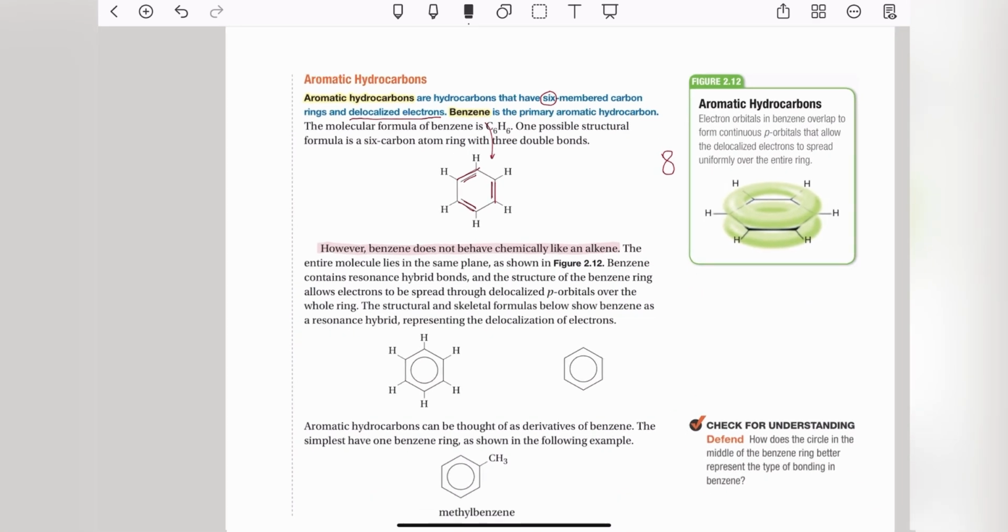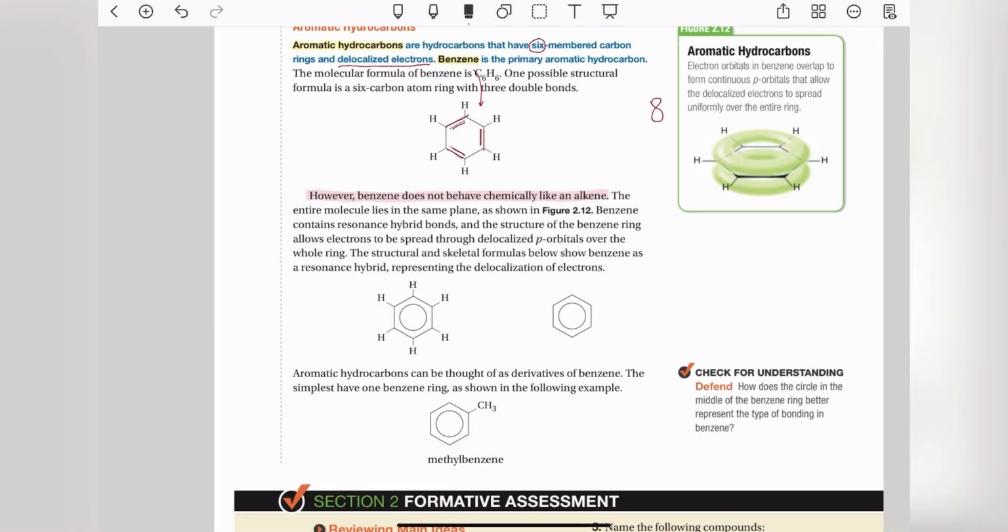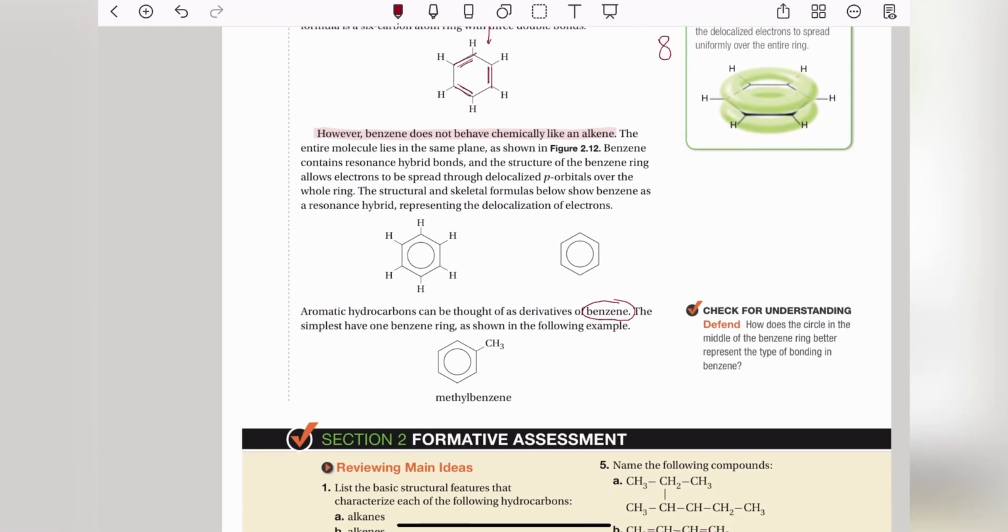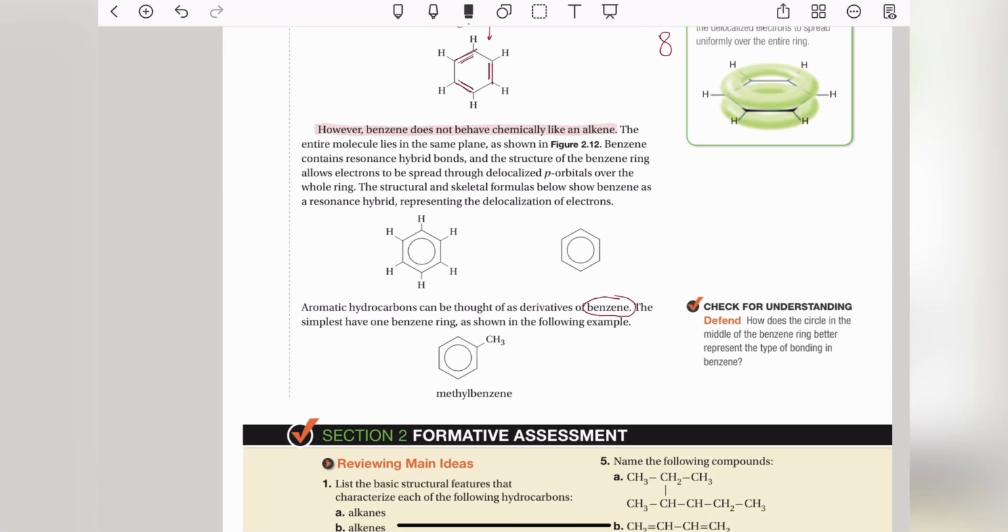Okay, now aromatic hydrocarbons can be thought of as derivatives of benzene. So benzene is like the parent of all aromatic hydrocarbons. The simplest aromatic hydrocarbons have one benzene ring, as shown in the following example. So for example, this over here, methylbenzene, is an aromatic hydrocarbon and it has one benzene ring.